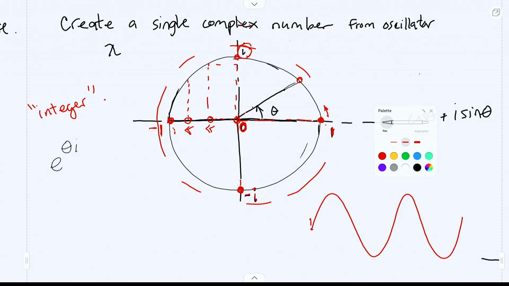In this sine wave, we have this moment where there's 0. Right here is 1. Right here is 0 again. Down here is -1. Somewhere around here is 0 again. Somewhere around here is 1. Again, somewhere around here is 0. And somewhere down here is -1. Again, somewhere here is 0. And so on.